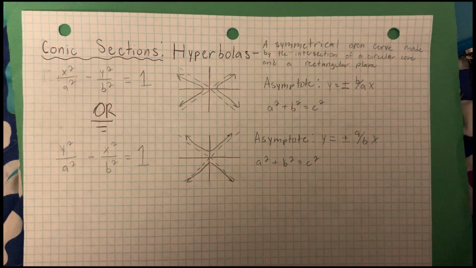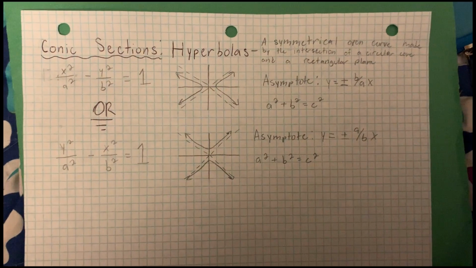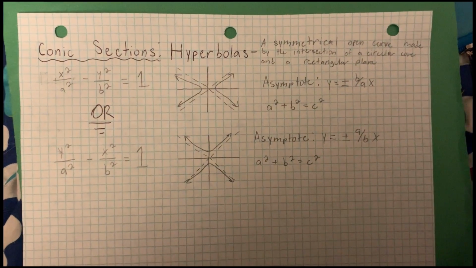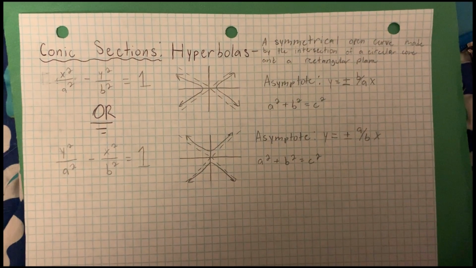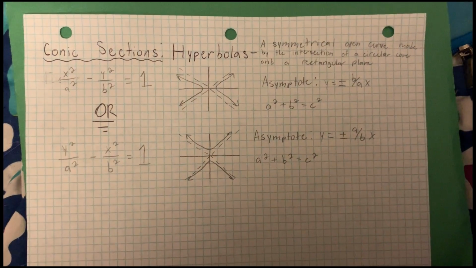A hyperbola is a symmetrical open curve made by the intersection of a circular cone and a rectangular plane, which is basically the opposite of what an ellipse is, or a parabola on its side, but it's reflected over the x-axis or whatever axis as well.